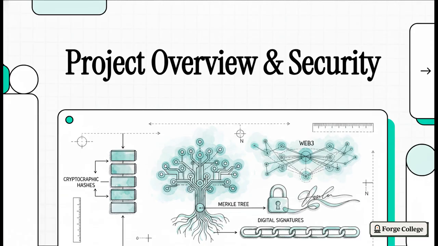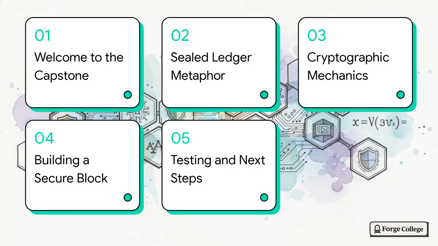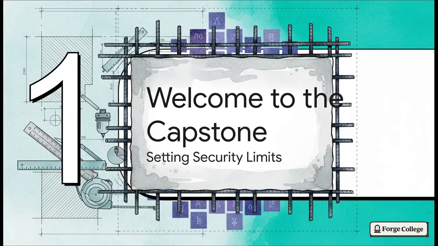Think of this explainer as your master schematic. We're going to figure out exactly how cryptographic hashes, Merkle trees, and digital signatures all snap together to form an incredibly unbreakable machine. So, here's our engineering agenda for today. First, welcome to the capstone. Second, the sealed ledger metaphor. Third, cryptographic security mechanics. Fourth, building a secure block. And finally, testing and next steps. Let's dive right in.